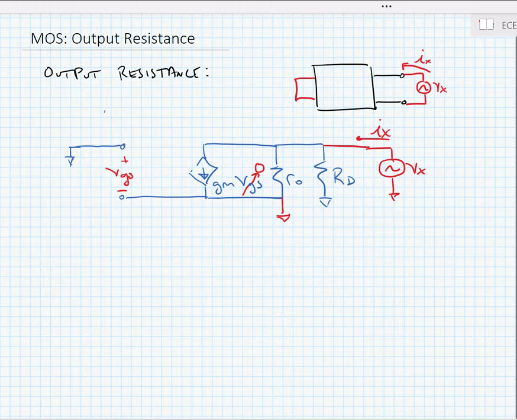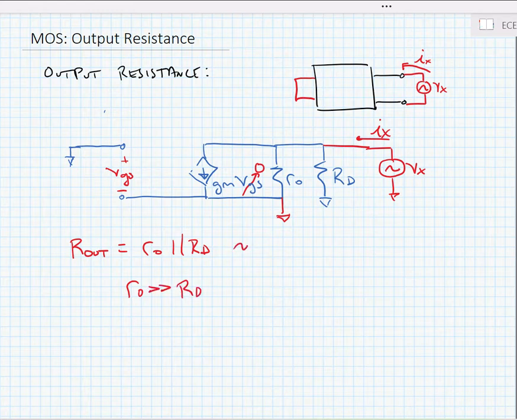And if we go to find an expression for this, we'd ultimately show that R out is equal to R sub 0 in parallel with R sub D. Now, as we said before, RO is normally much, much larger than RD, and so we can approximate this and say that R out is approximately equal to RD.